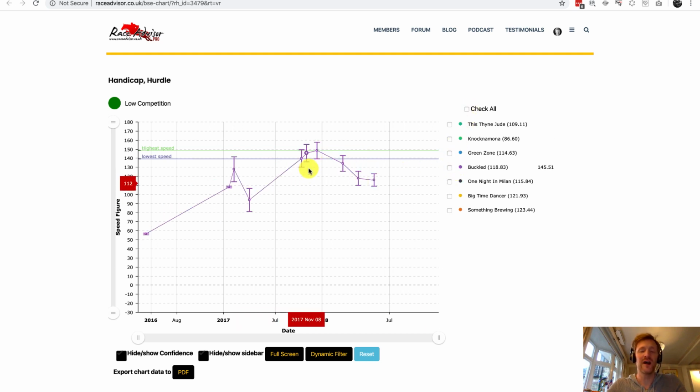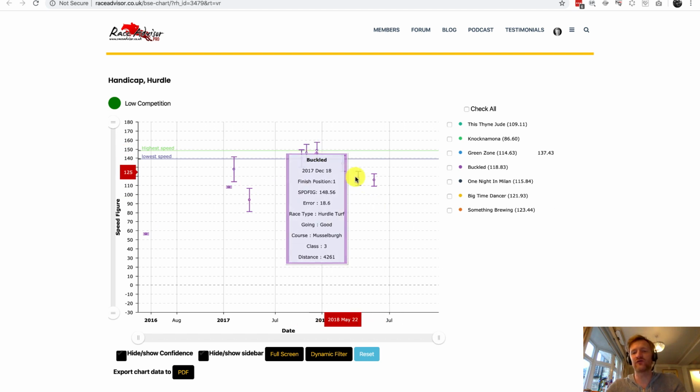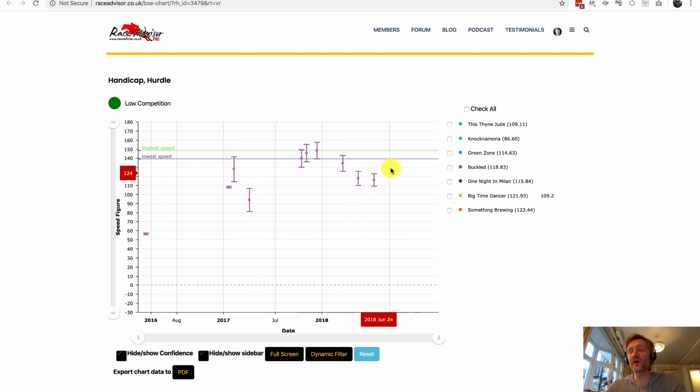Right, there's Buckle, and that's what I was looking for. I'm not interested particularly in how it compares to other horses. I just wanted to confirm this feeling that the horse has been on a decline, and we can see that right there. But it has had a long break. So is it going to come in at the top or not?